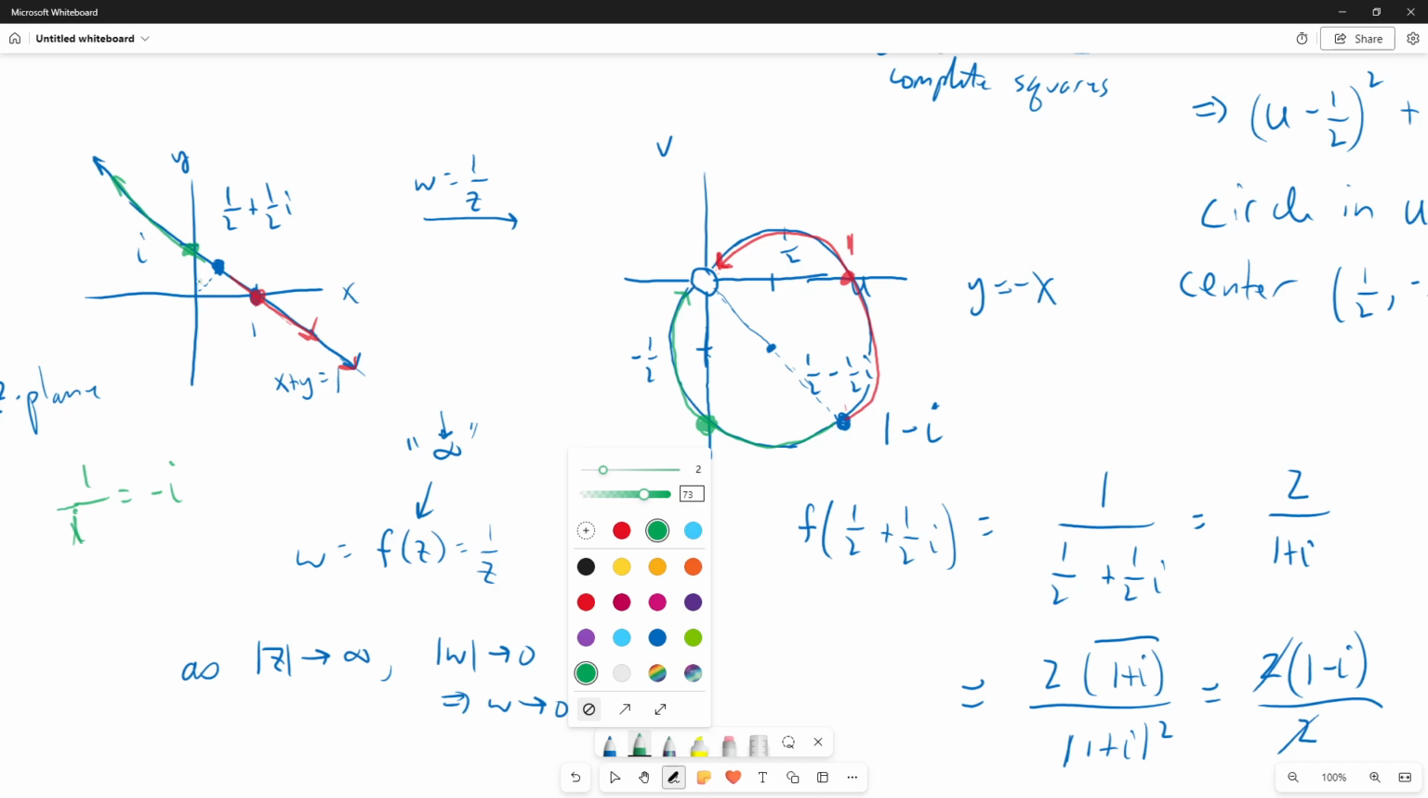So the image of this line is this circle. Well, it's not quite a circle. It's a circle with a point missing. And that point corresponds to plugging infinity in the domain. But that's, of course, an issue. So that point is not in the image.